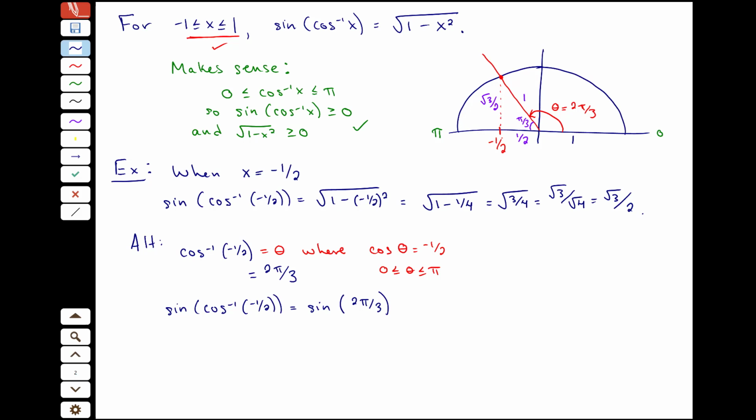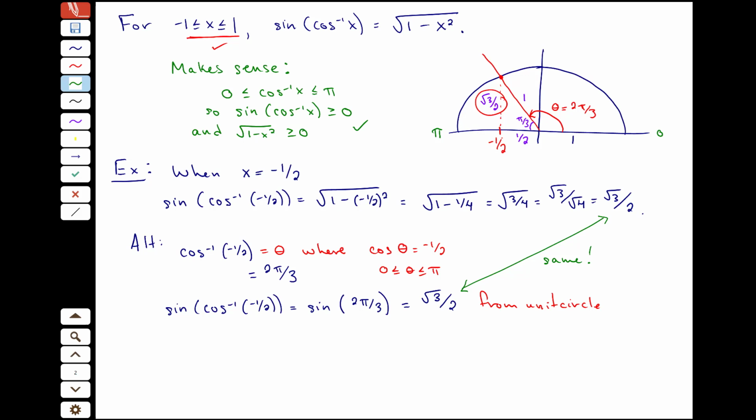I can use my work from before. So this is going to be equal to root 3 over 2, again, from the unit circle picture, from this length right here. And notice that these match up. When we use the formula that was on the top of the slide, we got root 3 over 2. And when we compute this explicitly by evaluating arc cosine and then evaluating sine, we also get root 3 over 2, which we should because we're saying that these two things are equal.